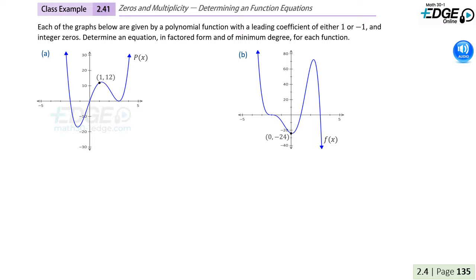We're asked to determine an equation in factored form and of minimum degree for each function. Well, factored form means the question is being nice to us. We don't have to do any work to develop it out. But what does it mean to say minimum degree?